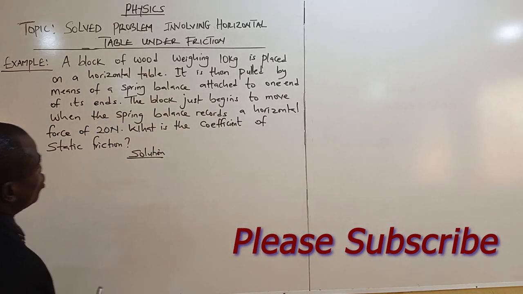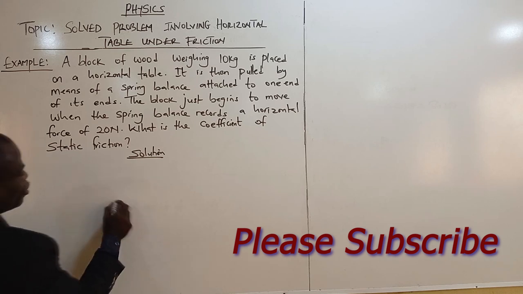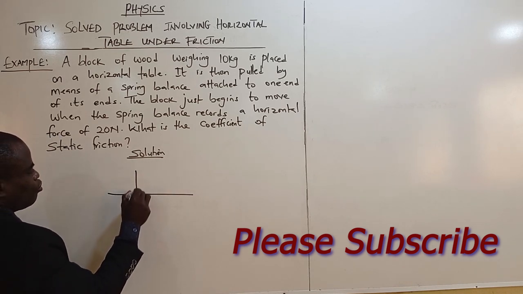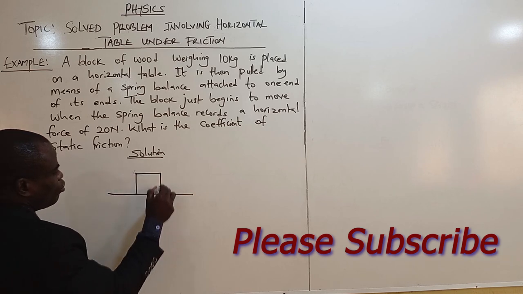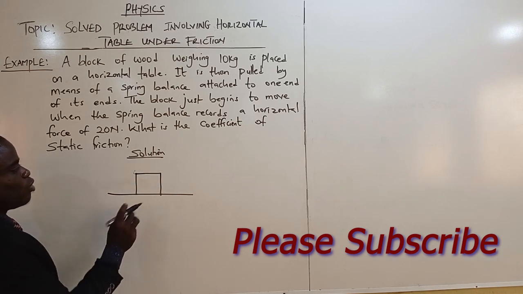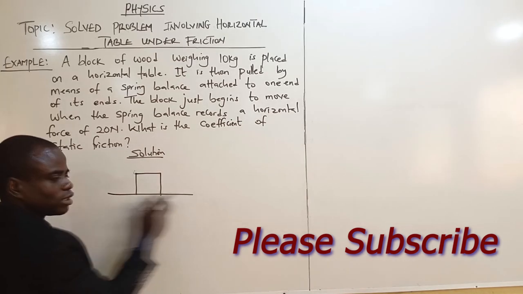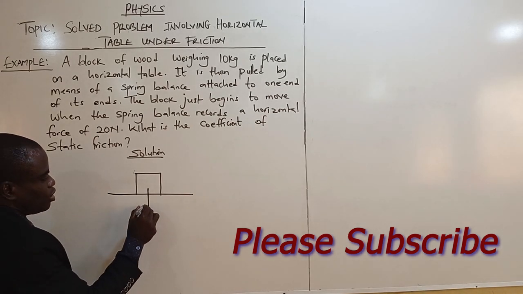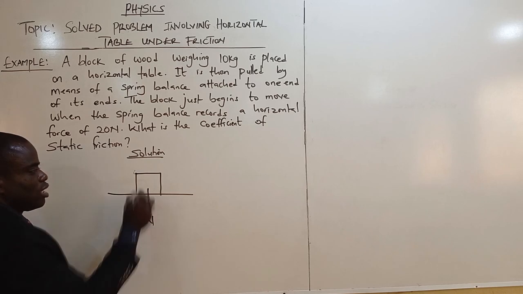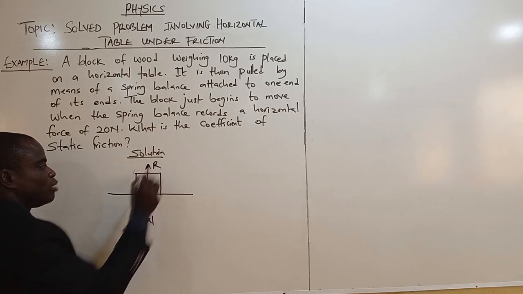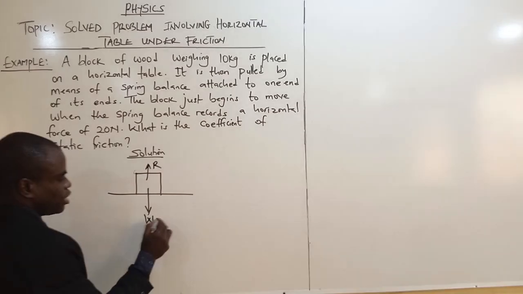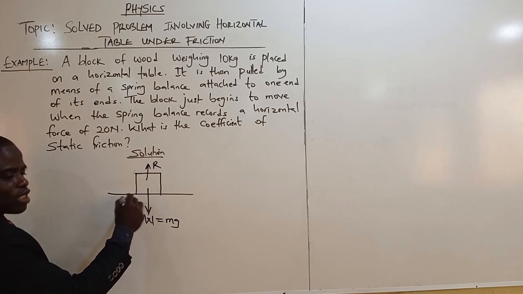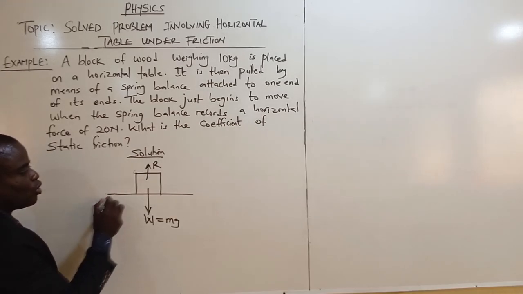A block of wood weighing 10 kilograms is placed on a horizontal table. Let's assume this is our horizontal table, and this is our block of wood. Don't forget that on a flat, horizontal surface, your weight will be acting downward and your normal reaction R will be acting upward. And weight is equal to mg when an object is on a horizontal surface.